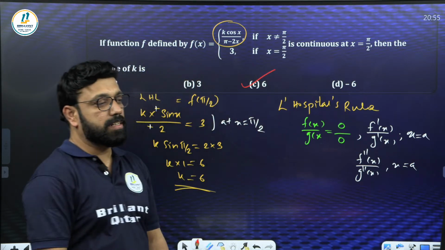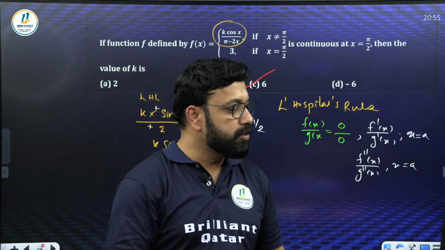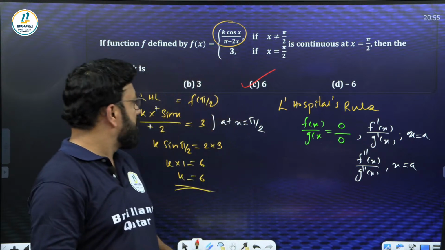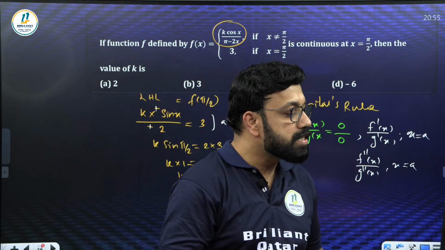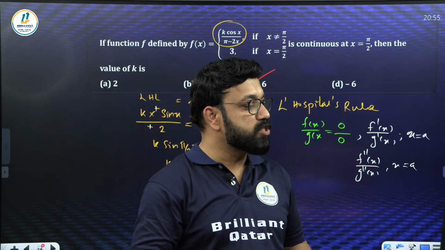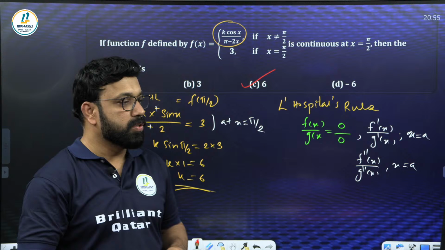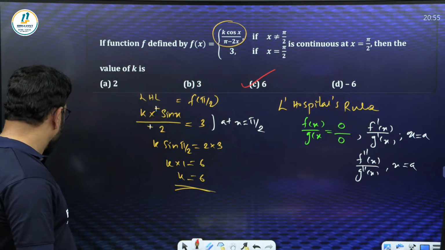Hope all of you know this method, L'Hospital's rule. Okay, it's fine using the shortcut way. Yes, the answer is C. Yes, Shiny, Hannah, all are giving the right answers only. Good job. Yes, move to the next question.